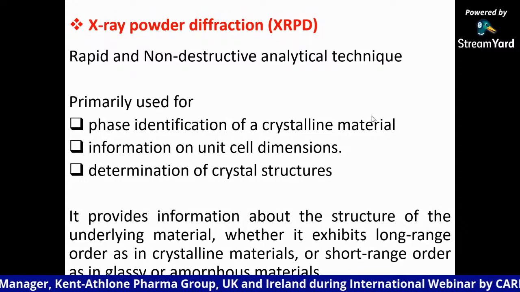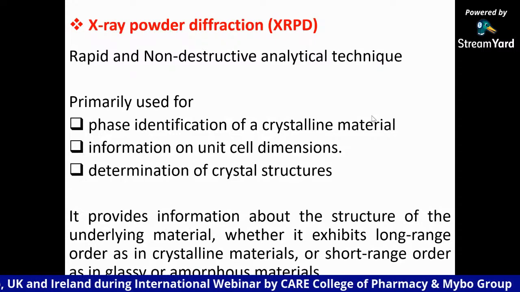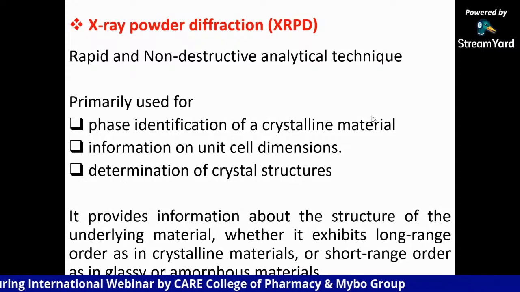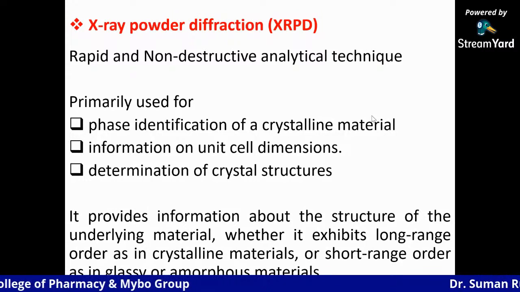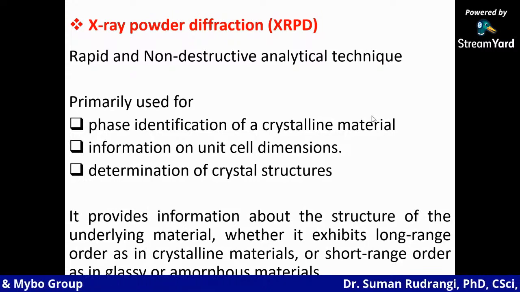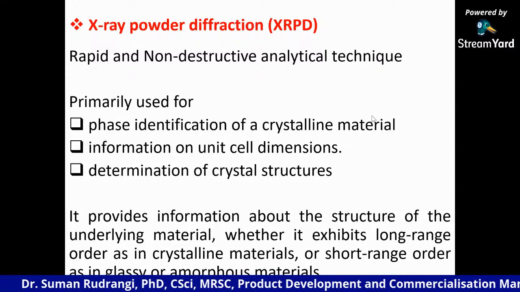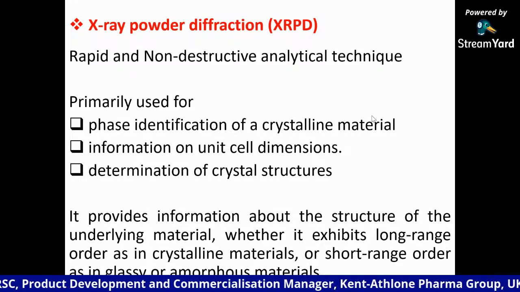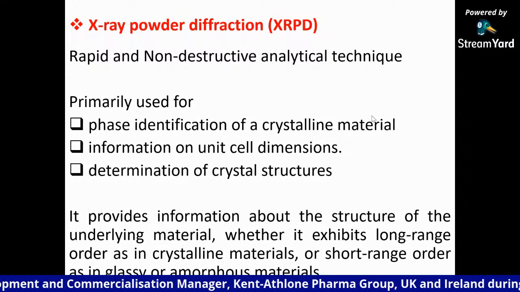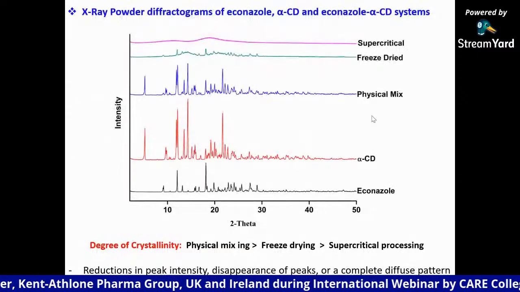XRD is primarily used for determination of crystal structures, and it provides information about the structure of the underlying material, whether it exhibits long-range order as in crystalline materials or short-range order as in glassy or amorphous materials. Friends, it provides information about the structure of the underlying material, be it long-range order as in crystalline materials or short-range order as in amorphous materials.